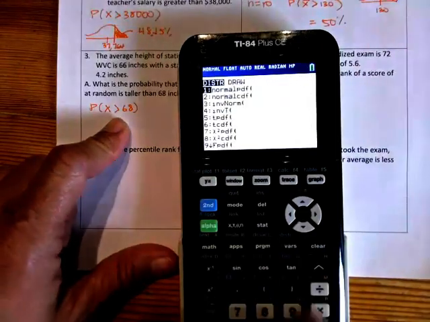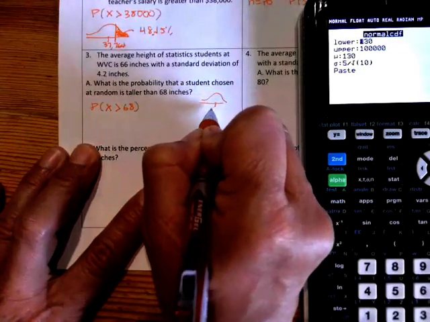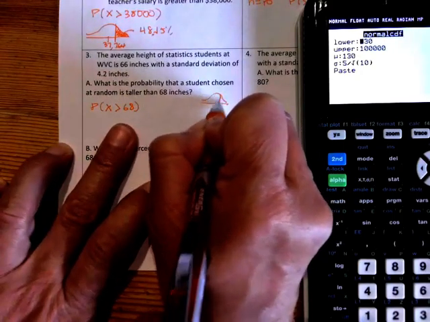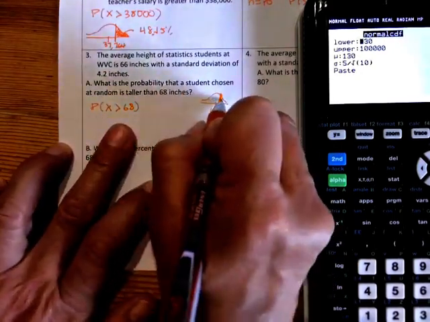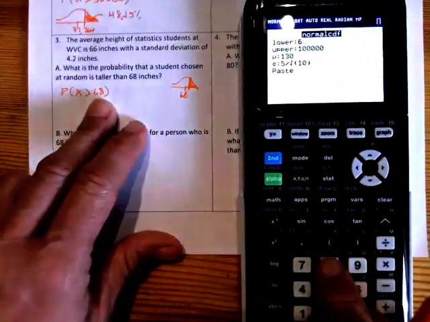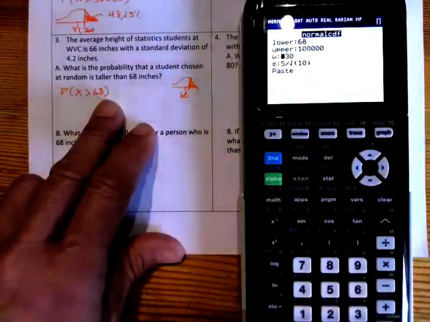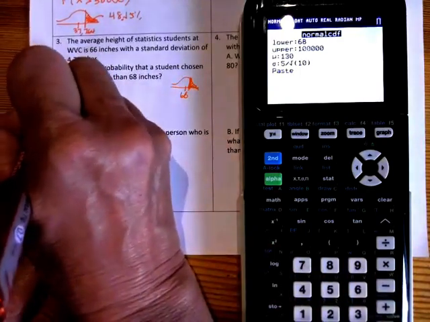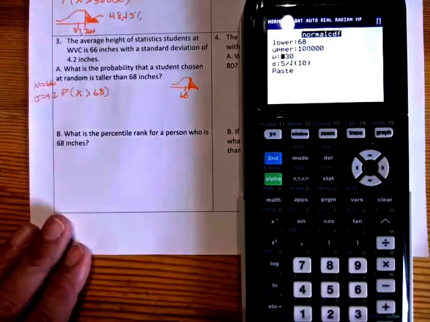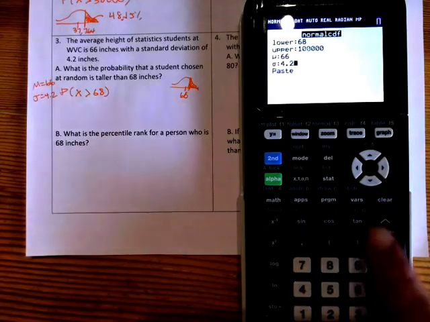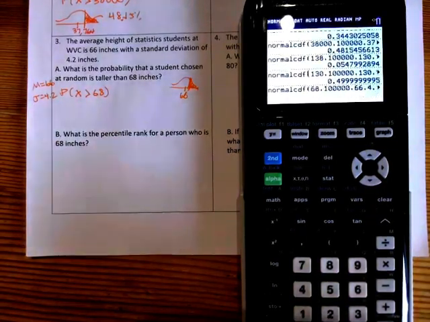So normal CDF, lower limit. 66 is the average, so that goes in the middle. 68 is bigger than that, so I'll put it on the right-hand side. And I'm looking at greater than again, so my lower limit is 68. My upper limit, I'll keep it there. Mu this time is the 66, and standard deviation, 4.2. I don't divide it by a square root of anything because I'm just talking about the individual.